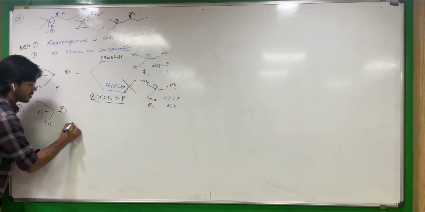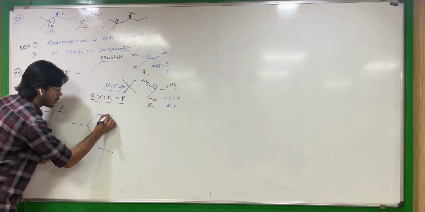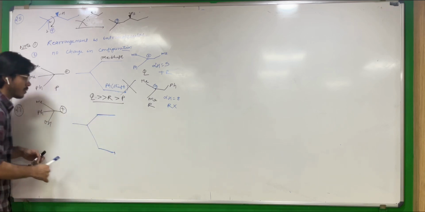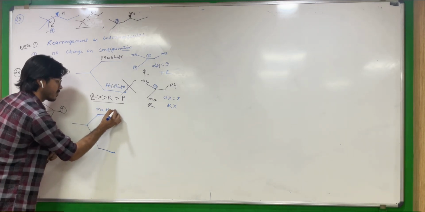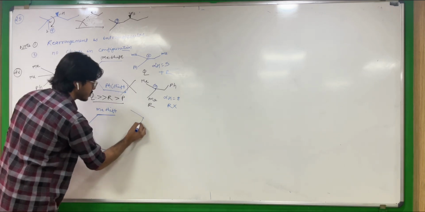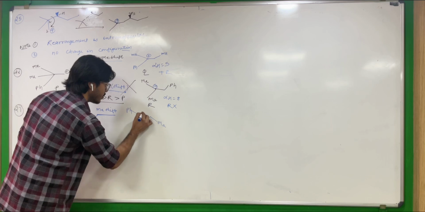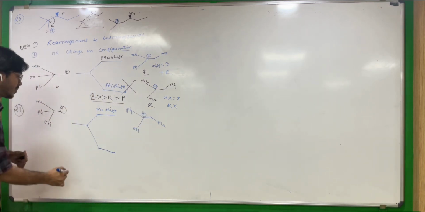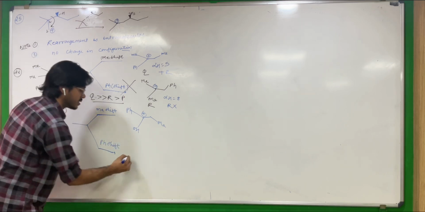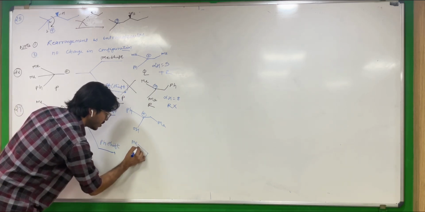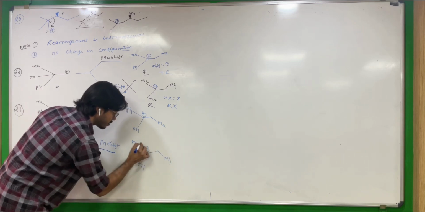So in this case, first do methyl shift. If we do methyl shifting in this case, the product formed will be this: Ph, OH, and Me, and the positive charge will come here. Now if we do phenyl shift, the product formed will be this: Me, OH, and here will be Ph, and the positive charge will come.